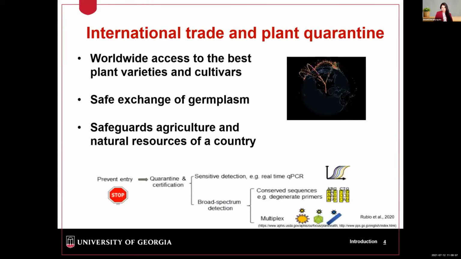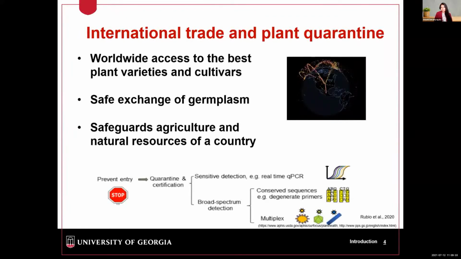During the recent years, exchange of plant materials has been increasing. The two main reasons for that are the exchange of plant materials allows accessing the best plant trait, and also it helps in exchanging germplasm worldwide.